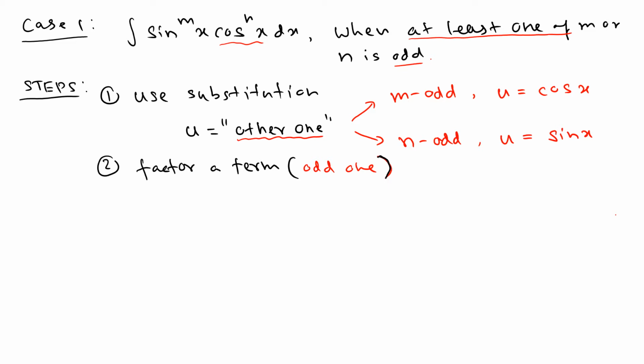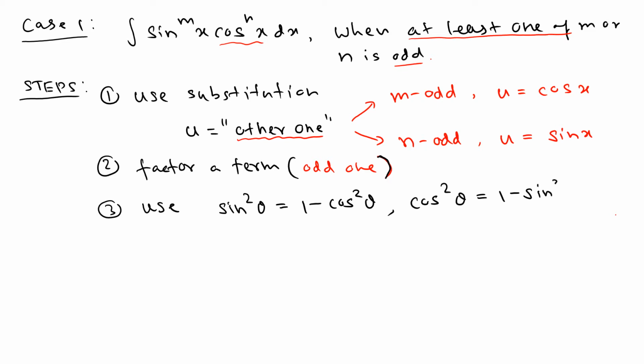And the third step, we have to use some of those identities. We know that sine squared theta equals 1 minus cosine squared theta, or cosine squared theta equals 1 minus sine squared theta. So you have to use one of them depending on the integral.